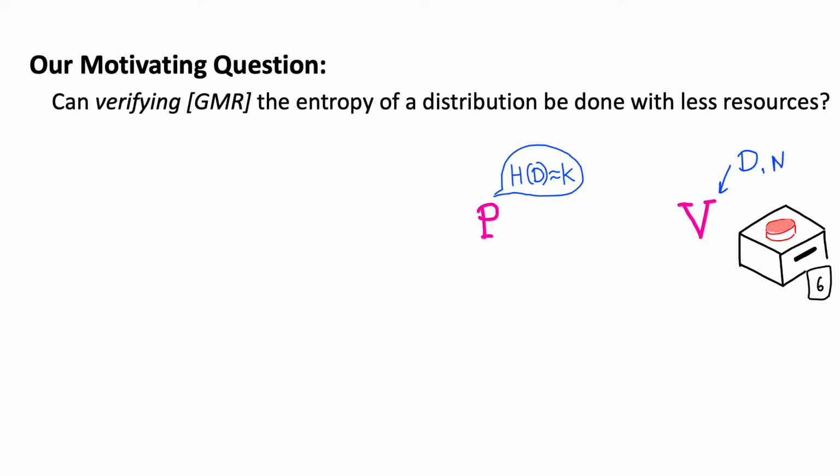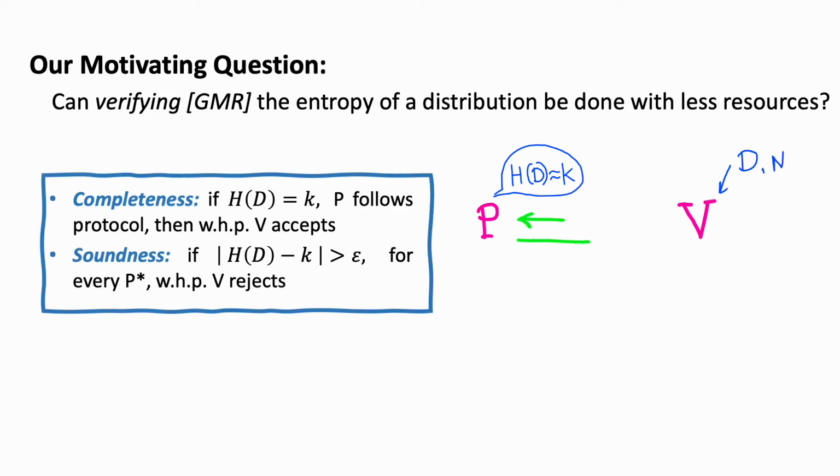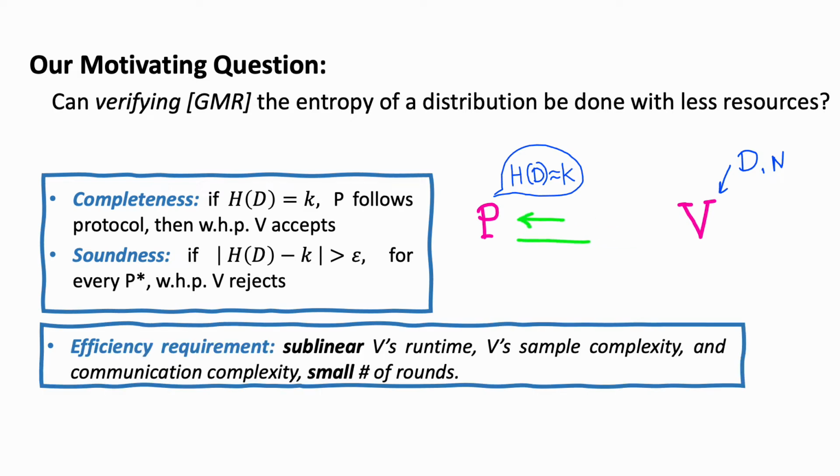Is verification easier? Where the definition of verification is inspired by the seminal work of Goldwasser, Micali, and Rackoff, and is as follows. Say that a verifier V that has sample access to distribution D, that is, it has a black box that generates samples from D, is told that the entropy of a distribution is roughly K by a powerful yet unreliable prover. Is there an exchange of messages between them, at the end of which the following conditions apply? If the entropy is indeed K, and the prover follows protocol, then the verifier accepts with high probability. But if the entropy is far from K, then no matter what a cheating prover might do, V will reject with high probability. Of course, we are interested in the case that this is efficient, that is, V's runtimes and sample complexities, as well as the communication complexity, are all sublinear, while the number of rounds is small.